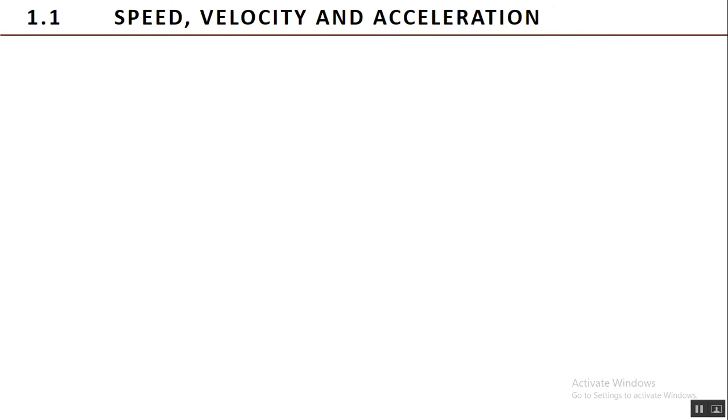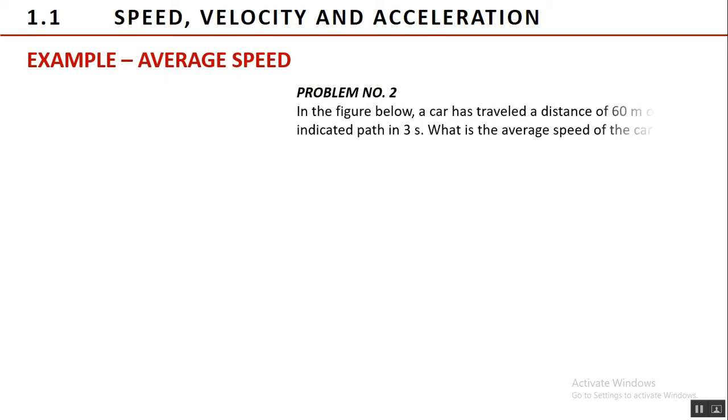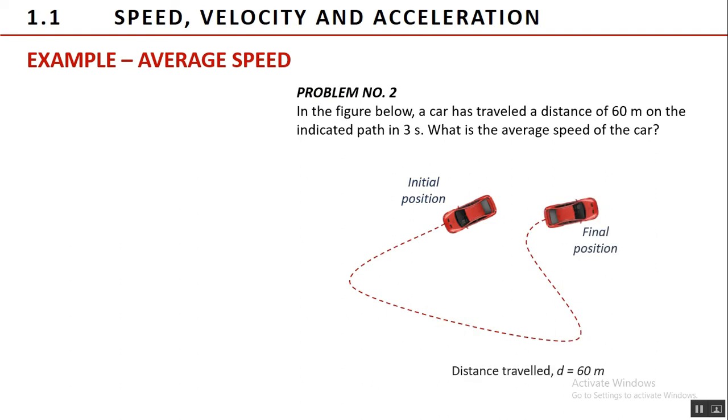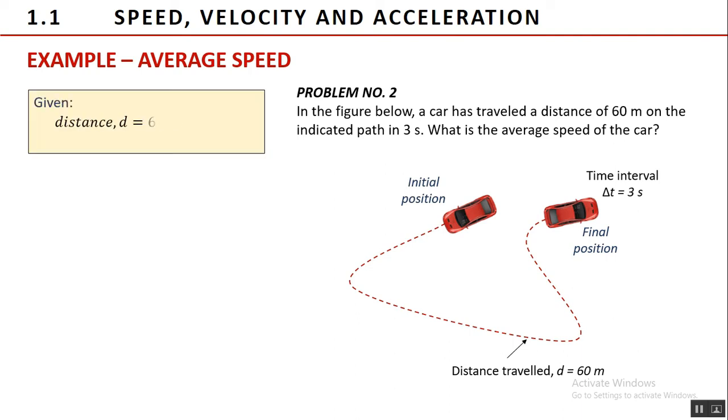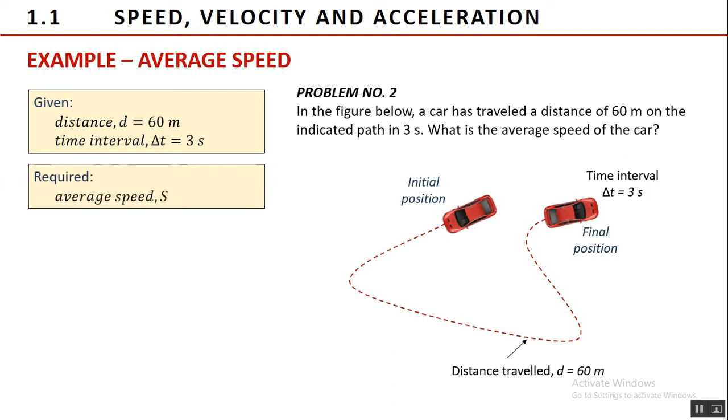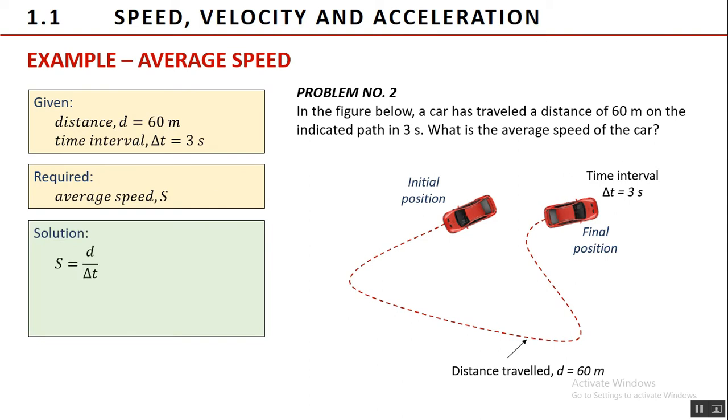Now before we define velocity and distinguish it from speed, I will give you one easy problem about speed. Problem number 2. In the figure below, a car has traveled a distance of 60 meters on the indicated path in 3 seconds. What is the average speed of the car? Establishing given information based on the problem statement, we have a distance traveled of 60 meters and a time interval of 3 seconds. For the required quantity, we need to solve for the average speed s. Then we solve this using the formula of speed, s equals distance d divided by the time interval delta t. Substituting the given information, the average speed of the car is 20 meters per second.